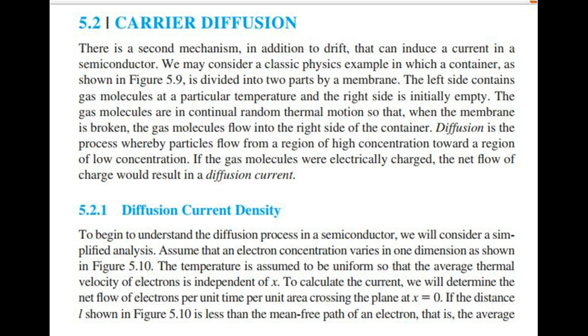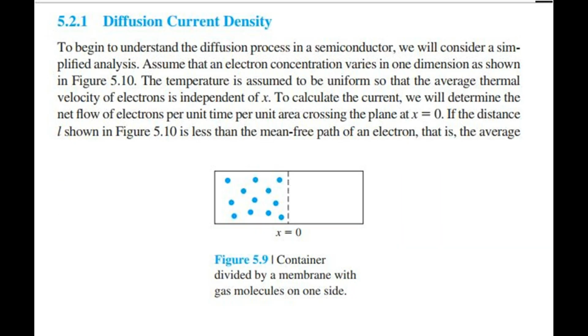We may consider a classic physics example in which a container, as shown in figure 5.9, is divided into two parts by a membrane. The left side contains gas molecules at a particular temperature and the right side is initially empty. The gas molecules are in continual random thermal motion so that, when the membrane is broken, the gas molecules flow into the right side of the container. Diffusion is the process whereby particles flow from a region of high concentration toward a region of low concentration. If the gas molecules were electrically charged, the net flow of charge would result in a diffusion current.